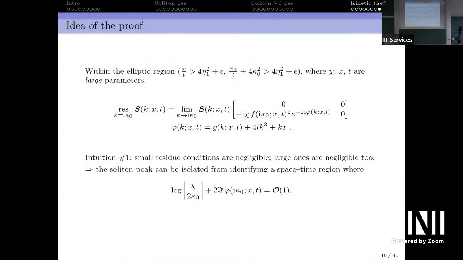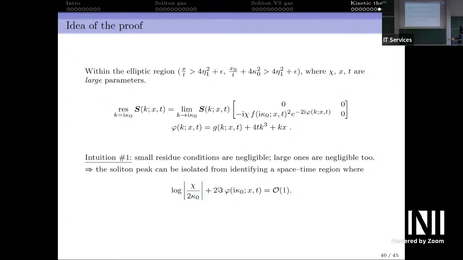Just to give you an idea of the proof very quickly. The idea is that we're in the elliptic region, so there is a G function that we need to take care of, and we have the poles of the solitons that we have to take care of. You see the phi here has the G function, and these are the new residue conditions of the poles. The first intuition is that the small residue conditions are negligible. Whenever this is small, there is no soliton there, or whenever this is large, there is no soliton there. So we're just looking at positions in the XT plane where this quantity here is of order one.